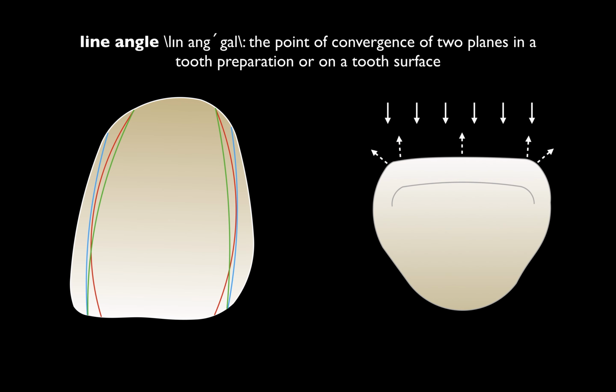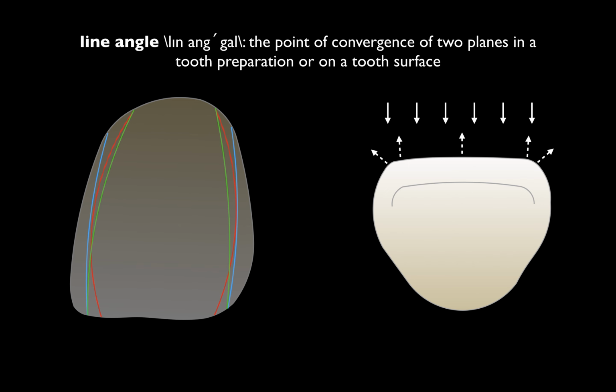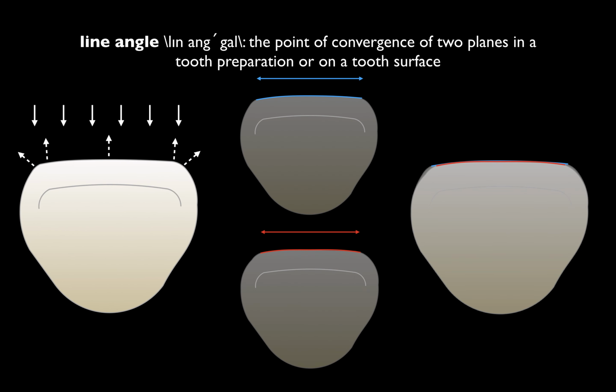What's equally important to understand about line angles is that they affect how wide or narrow the tooth looks to us, because the light reflects off the facial surface and reflects back. If we move the line angles further apart, like in the blue, the tooth will look wider. If we move the line angles closer together, as with the red lines, a tooth will appear narrower. So we can do something like this, and this will help us create the illusions that we're trying to achieve when we create a smile.